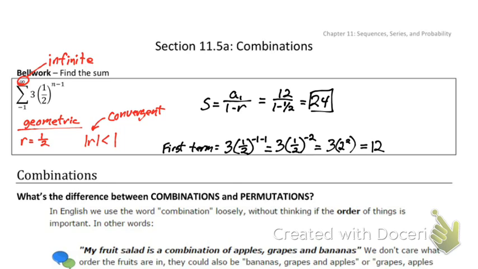That is why the answer is D, 24, and it is not A, no answer. If this right here would have been 1.5, then it would have been no answer. If this would have been arithmetic, it also would have been no answer. This just fit into that realm of it being geometric and my R value is less than 1, or the absolute value of R, I should say.